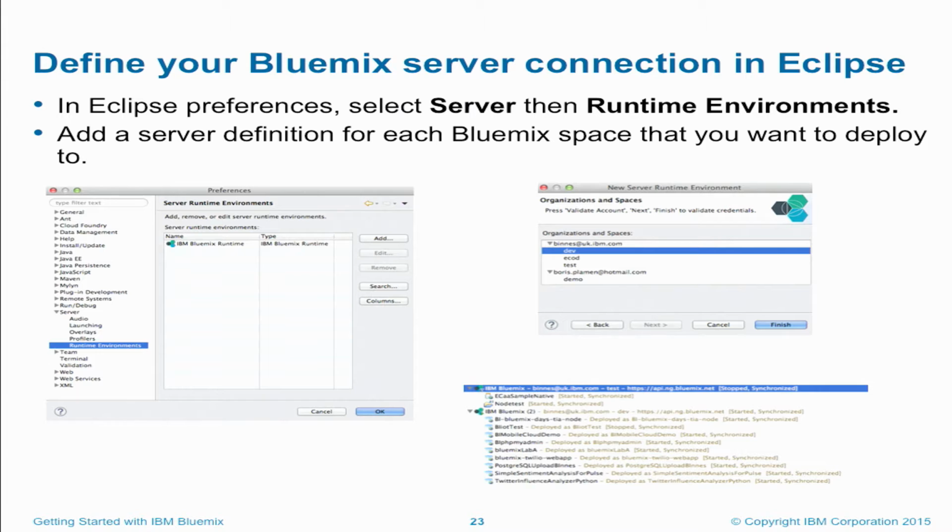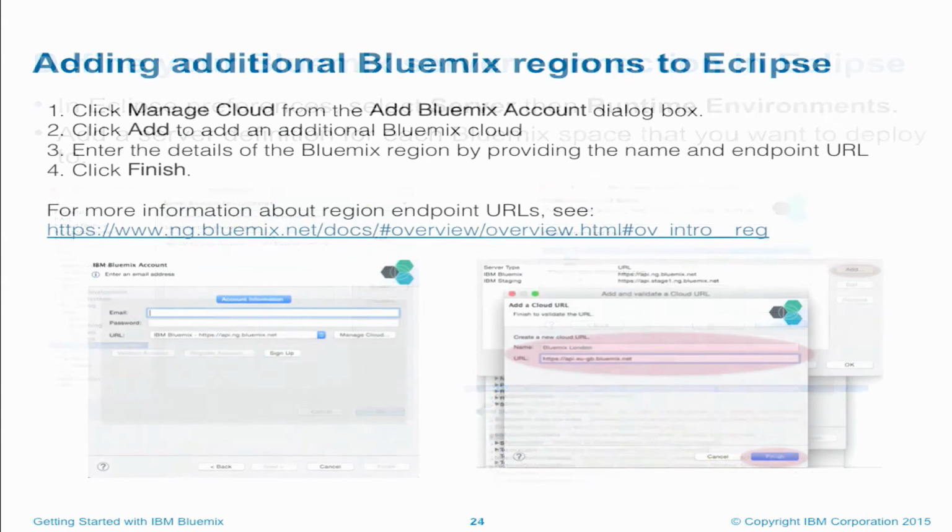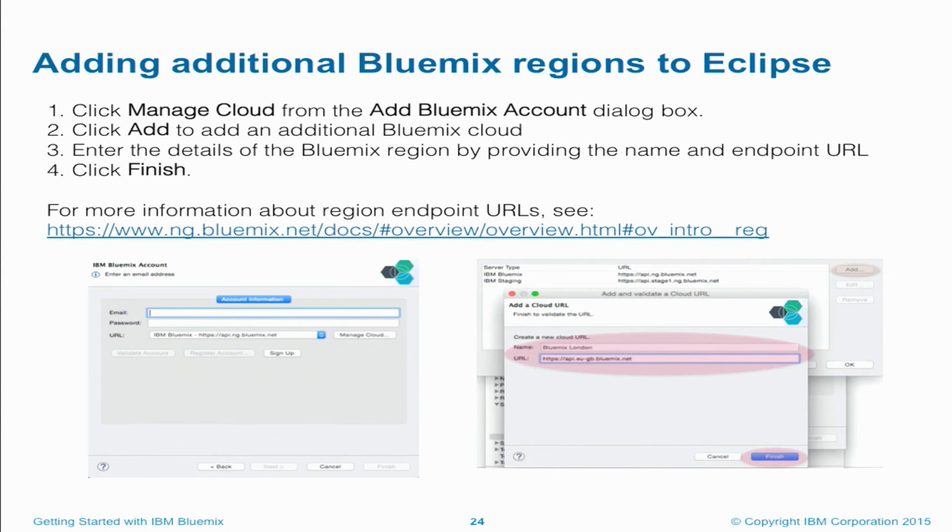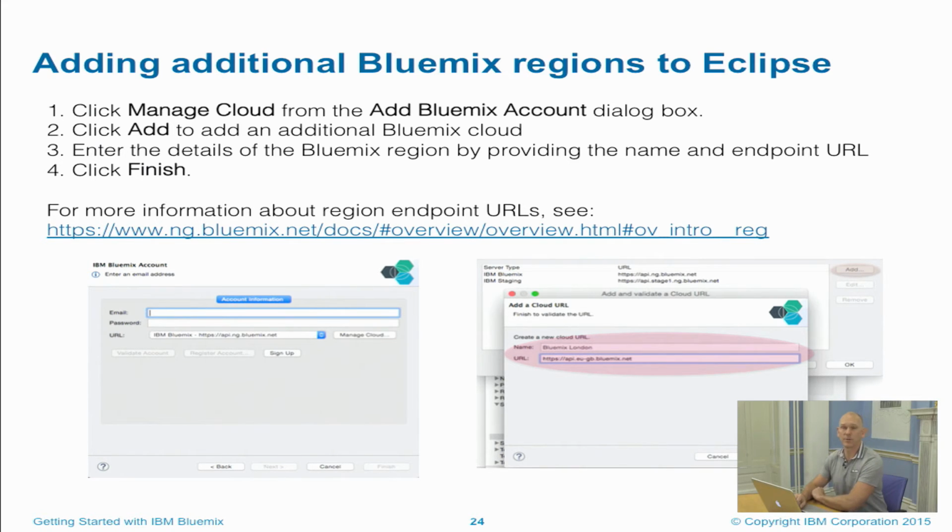When you install the plugin, by default, you're going to get the US South and the GB region defined, but you can define other regions. So as new regions come online, or if you're using a dedicated, you can define additional Bluemix environments within the plugin very easily. You just simply say Manage Cloud, and then you have the option to add or edit the additional things. I've included the link on this slide where you can get all the information, all the URLs when working with different regions in Bluemix.